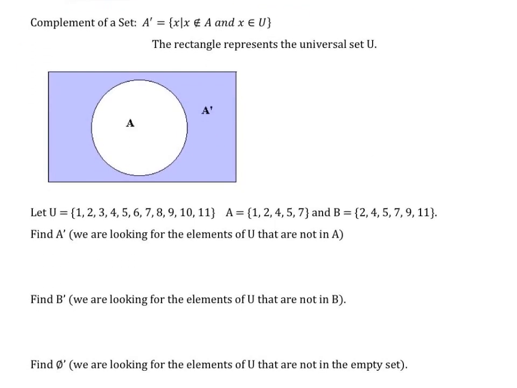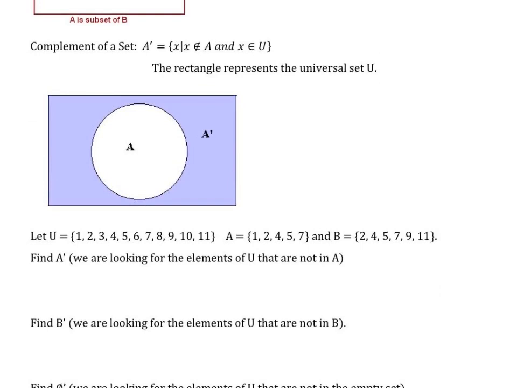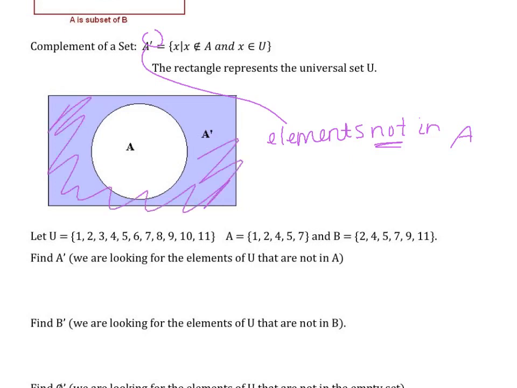The complement of a set. So A with this little apostrophe here is called a complement. It means elements not in A. So the rectangle again represents the universal set. We want the elements that are not in A. Well, if they're not in A, they're around here. So they're in the universal set. So if X is not in A, then X is in the universal set. I know that's kind of weird.